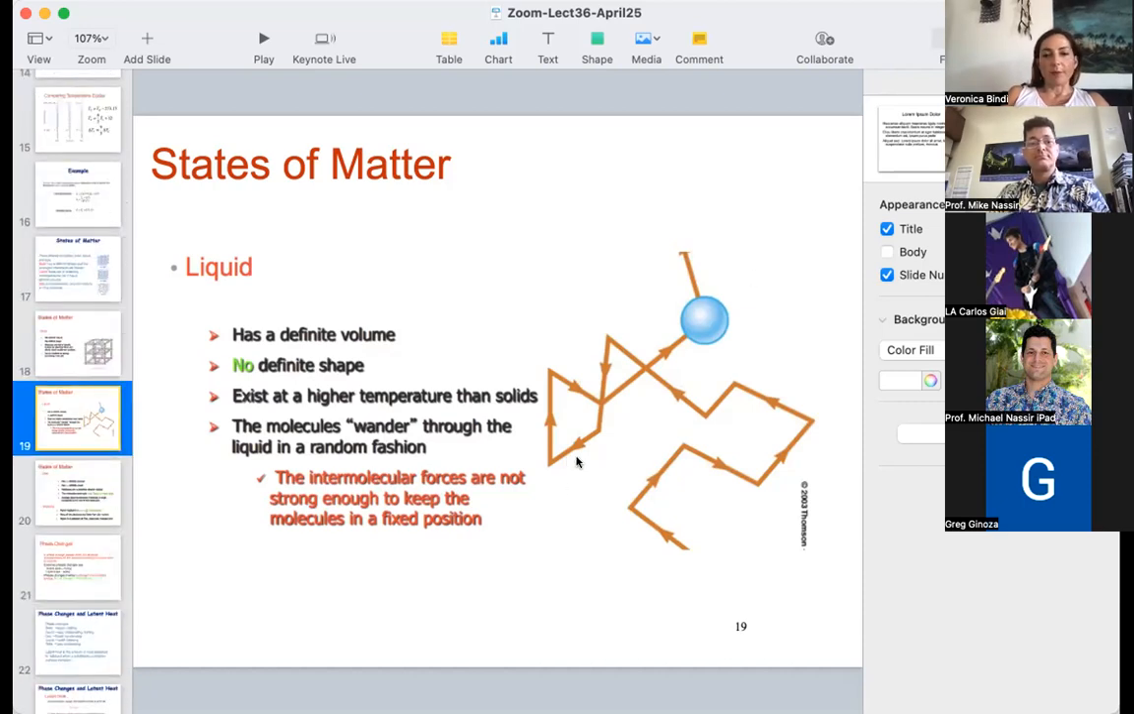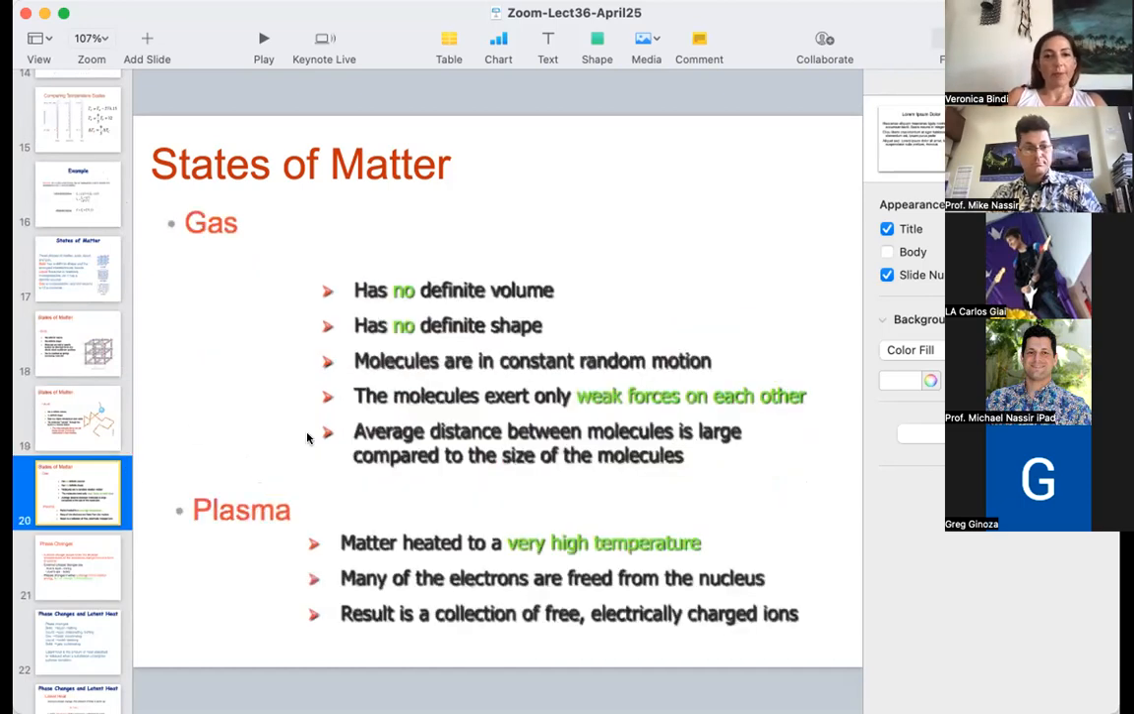And here you have also the collisions. Since we did the collisions some time ago, we have the collisions of the molecules inside the container. And then we have the gas, where the collisions occur even more, that has no definite volume, no definite shape, are in constant random motion, and they exert only weak forces on each other, and the average distance between molecules is large compared to the size of the molecules.